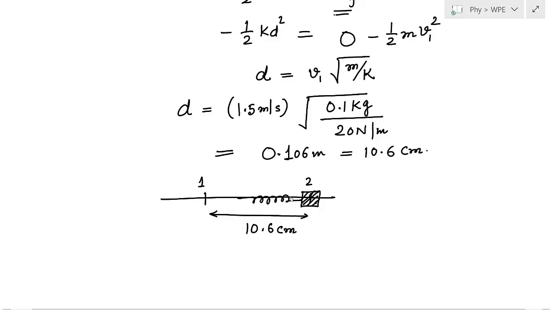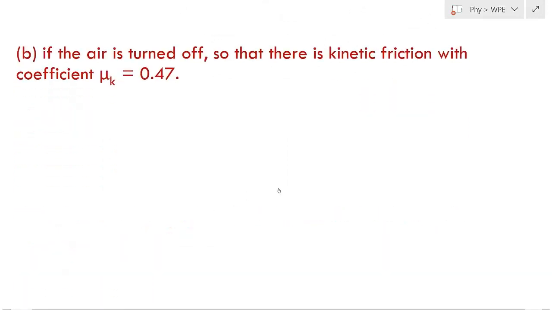Momentarily it will come to rest, but it is attached to the spring. So what will happen? It will start coming back. Since there is no friction, it will start coming back. So this is how you can use the work energy theorem in case there is no friction. But we can also do the same problem if there is friction present on the track. So let us do the second part.